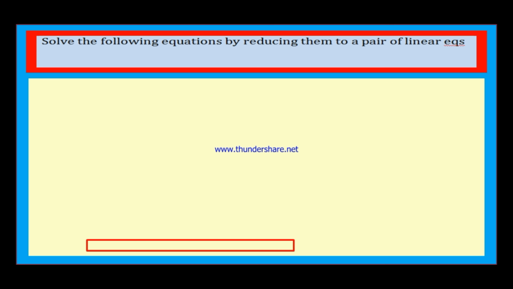Another question. Solve the following equations by reducing them to a pair of linear equations. 10 by x plus y plus 2 by x minus y is equal to 4, and 15 by x plus y minus 5 by x minus y is equal to minus 2. I shall repeat. Solve the following equations by reducing them to a pair of linear equations.